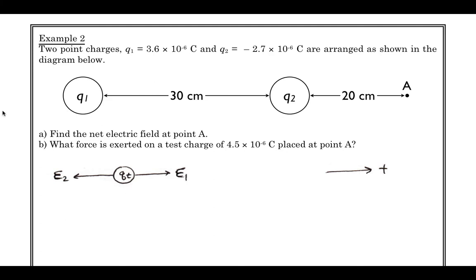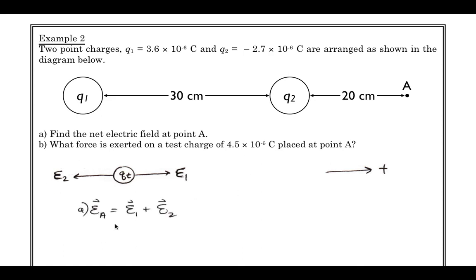So here I've got Q1. Q1 is positive. And so that means that any test charge that's placed here is going to see this and is going to be repulsed and is going to want to move in the plus I hat direction. So that's the direction of the electric field from this one. Q2 is negative. And so a positive test charge sitting here at A is going to want to move towards Q2, and that's the direction of the electric field at A from Q2. So here's what our free body diagram looks like.